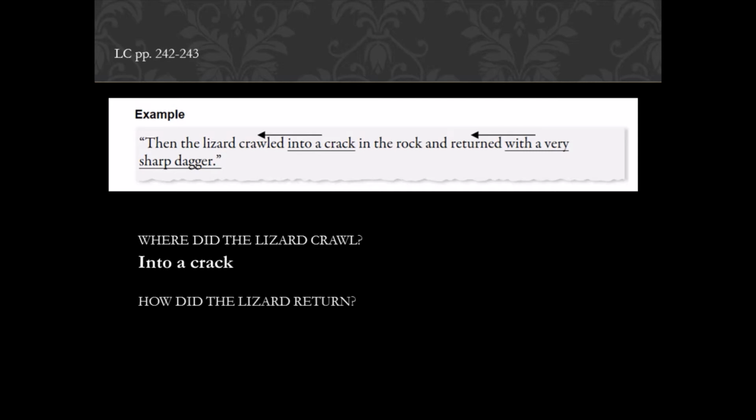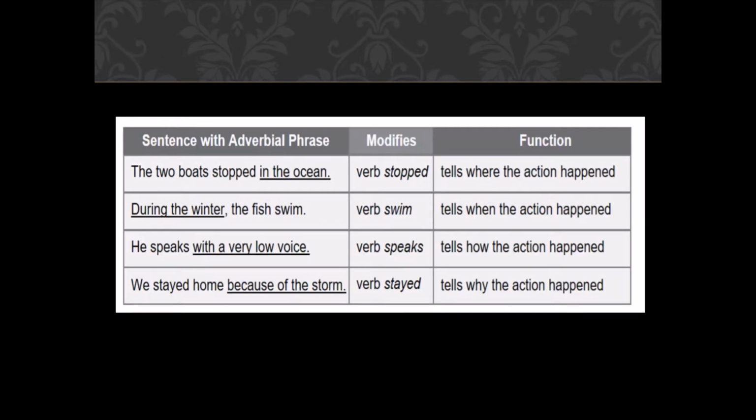Second question, how did the lizard return? And the answer is with a very sharp dagger. Now, our adverbial phrases are into a crack and with a very sharp dagger. Now let us have more examples from your workbook. Let us have the first sentence. The two boats stopped in the ocean. Our adverbial phrase is in the ocean, which modifies the word stopped.